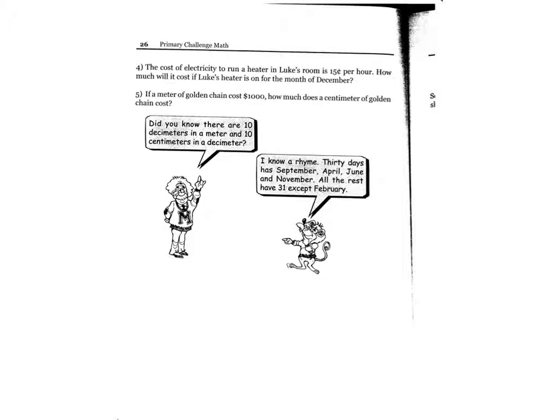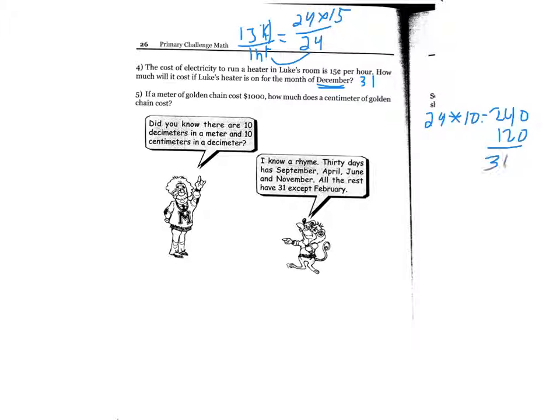For problem 4, I noticed a lot of people didn't know how many days were in December. So December has 31 days. So we have 15 cents per hour. 15 cents for an hour. So in a day, well, there's 24 hours, so we have to multiply 24 times 15. Well, here's a good way to think about multiplying 24 times 15. So it's 24 times 10 is 240, and then times 5 is half as big, so it'd be 120. So that'll be 360.